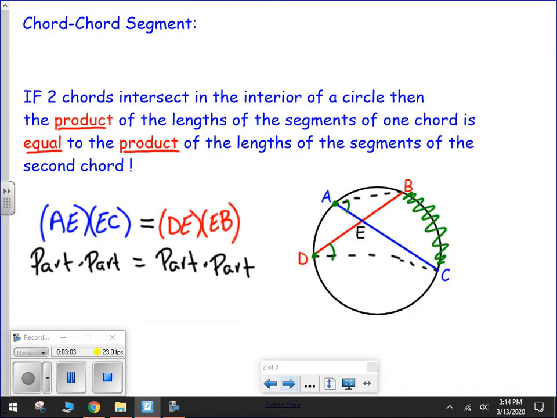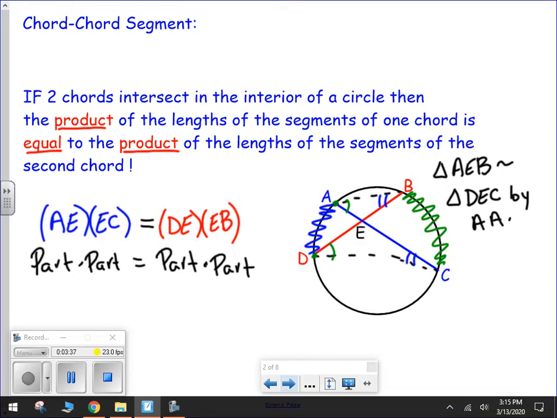And we learned a theorem last week that if the inscribed angles both open up or intercept the same arc, then they have to be congruent. So I know those two green angles are going to be the same measure. And that goes for these two angles because they both open up to arc AD. So now I have two triangles that have two angles congruent, which proves that they are similar. So triangle AEB is similar to triangle DEC by angle-angle similarity.